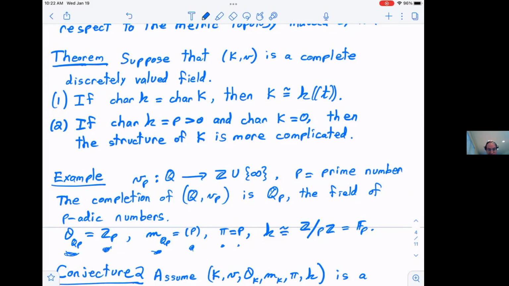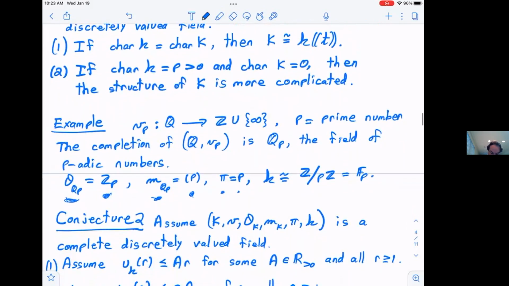I didn't write this down, but this can be generalized to any algebraic number field, to any prime ideal. You can do the same thing. There's a completion, and the same thing works. So you can talk about completions of the rational numbers or completions of any algebraic number field with respect to some prime ideal.